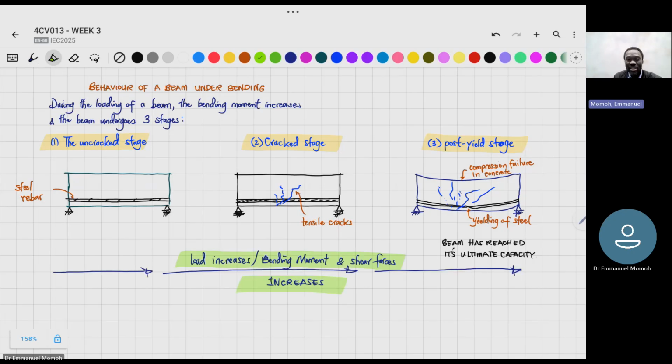Next, we are going to look at the notation and geometry for a singly reinforced beam.